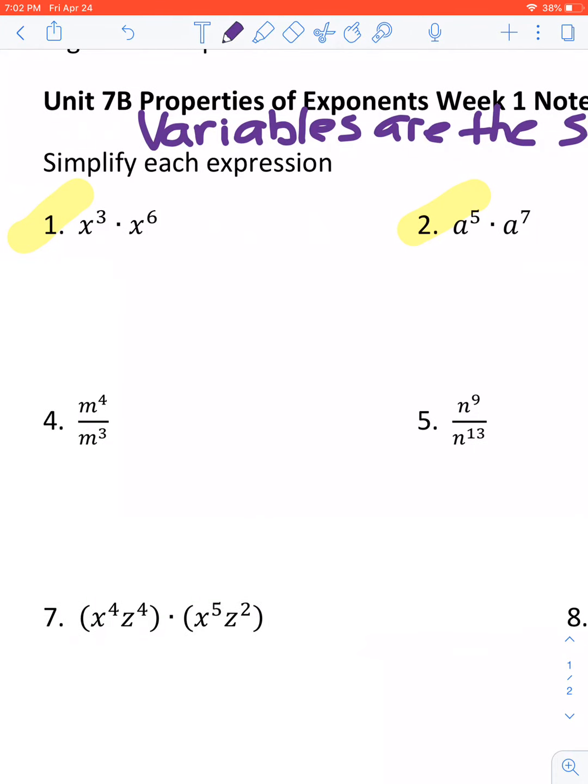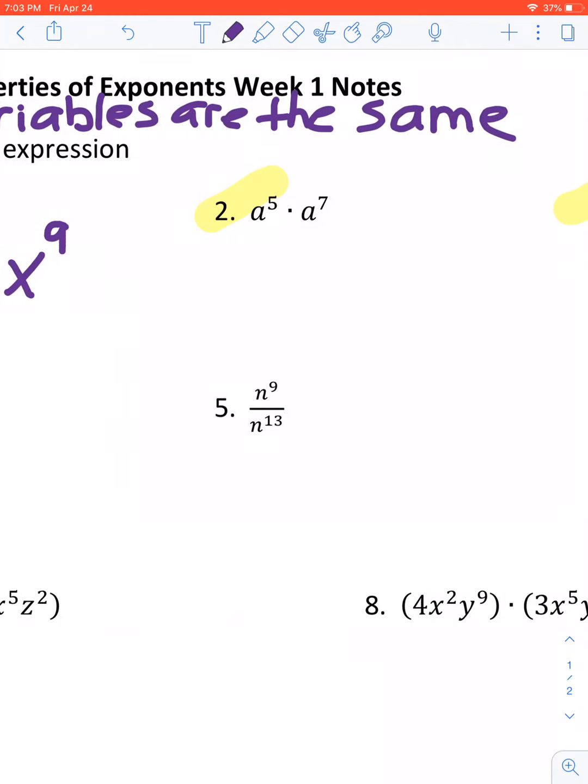So for instance, on this first one, x to the third times x to the sixth. When you're multiplying, what you're going to do is add exponents. So I really get x to the 3 plus 6, and my answer is x to the ninth. So when I multiply, I add exponents. Again, the variables must be the same in order to add the exponents.